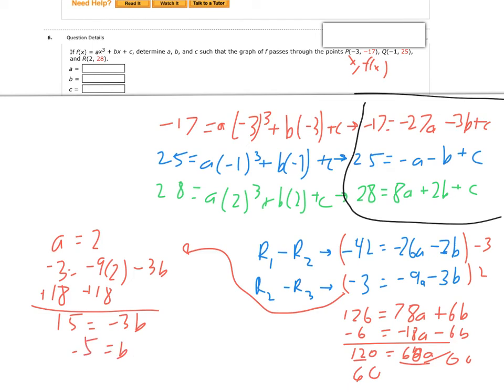And then I can plug that back into any one of the original 3 equations way back here. And it looks like that middle one is pretty easy, so I'll go ahead and do that to finish. So 25 equals A is 2, so negative 2, and then plus 5 plus C. So 25 equals 3 plus C, so C equals 22.